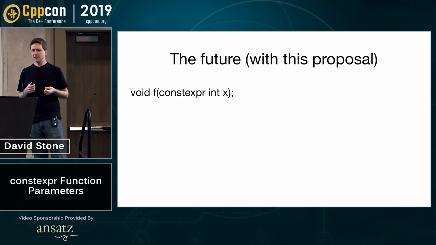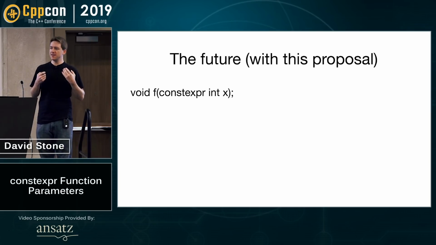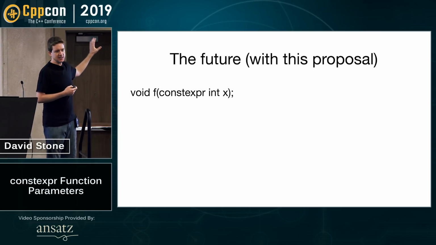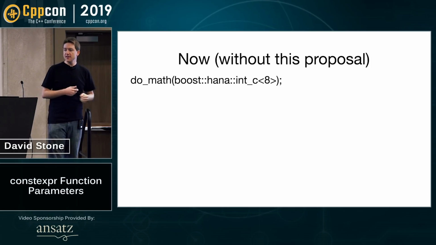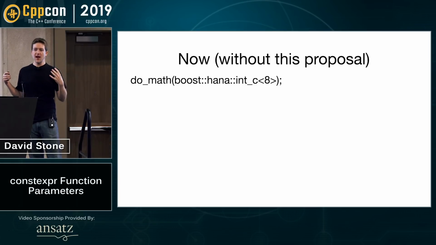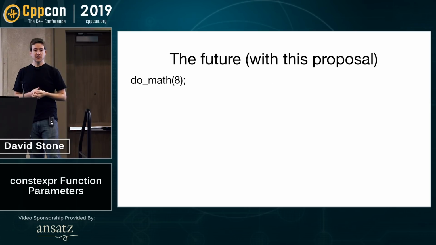Under my proposal, it would look like this. Conceptually, the thing that you're trying to say is, I want an int, and I want it to be constexpr. And this allows you to directly express your intent. This is what it looks like on the caller side. If they haven't already wrapped up their integer type in one of these things, they have to do something like this. I think it should look like this.